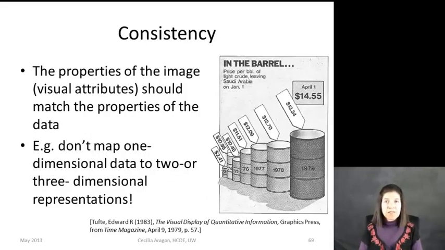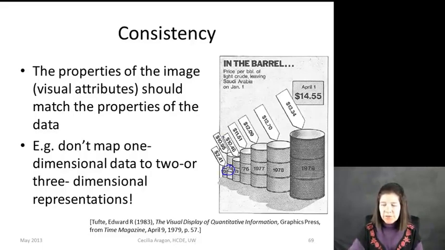Number 3, we have consistency. The properties of the image, the visual attributes, should match the properties of the data. What this means is you don't want to do something like mapping one-dimensional data to two- or three-dimensional visual representations. This diagram represents why that's not a good idea. So here we have the price per barrel of oil represented as the height of a three-dimensional barrel. You can see the obvious problem here.